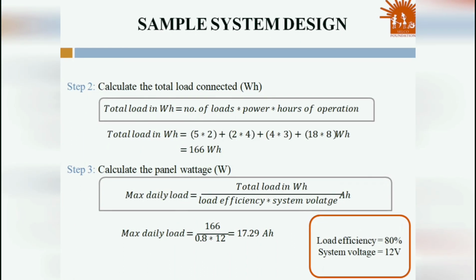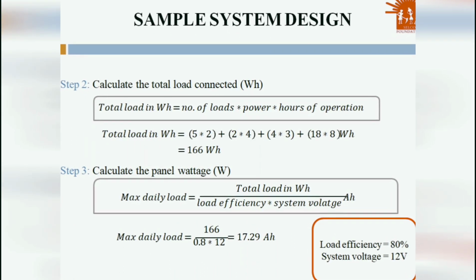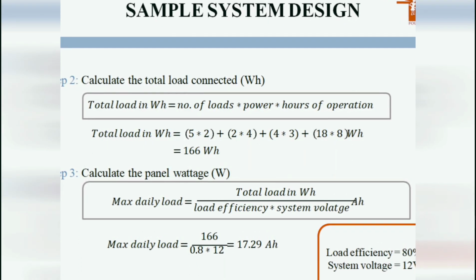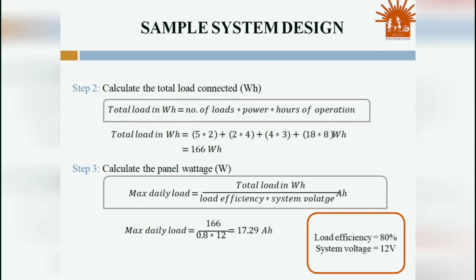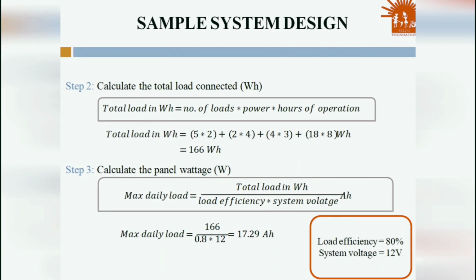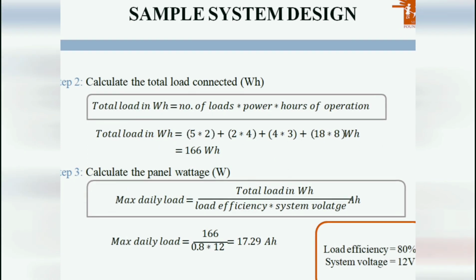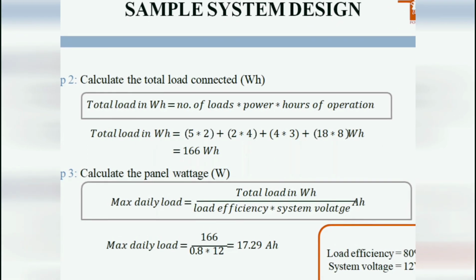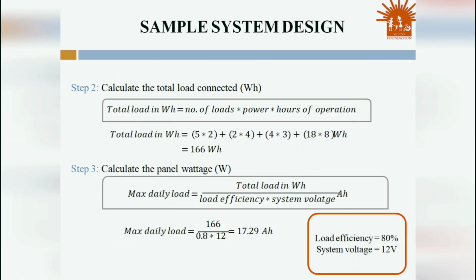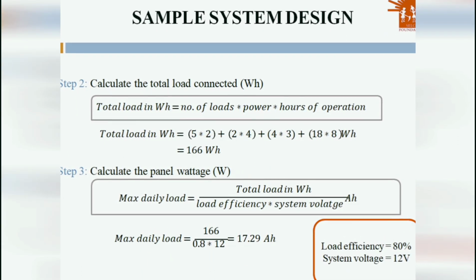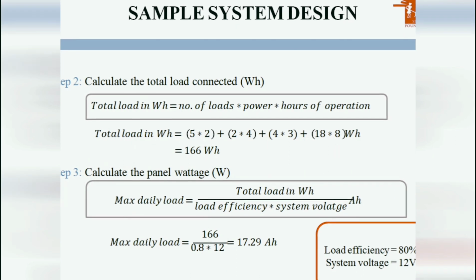First of all, we need to calculate the total load connected in watt-hour. So, total load in watt-hour is equal to number of loads into power into hours of operation, which is equal to 5 into 2, in which 5 is the power of the bulb and 2 is the hours of operation, and so on. After calculation, we get the result of 166 watt-hour.